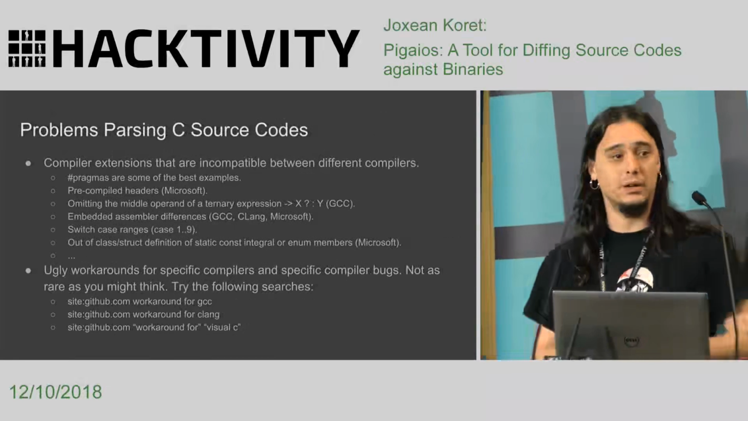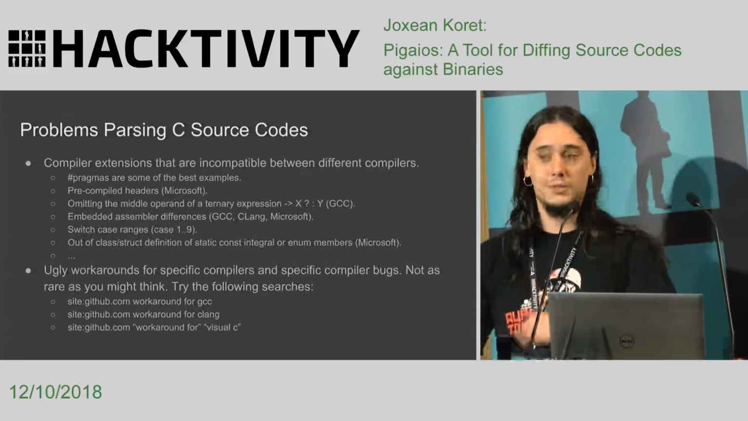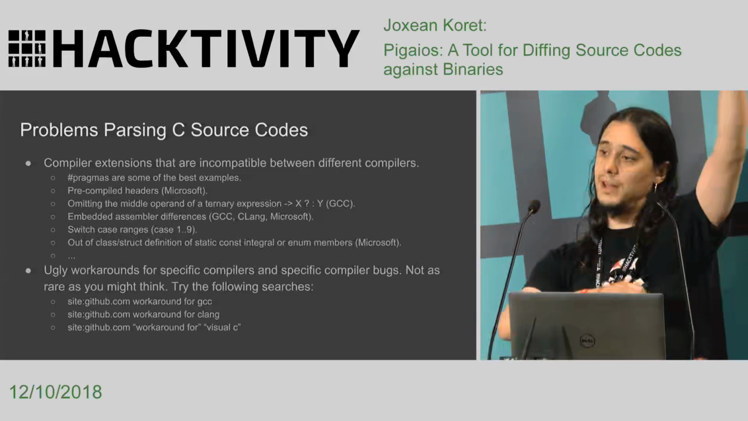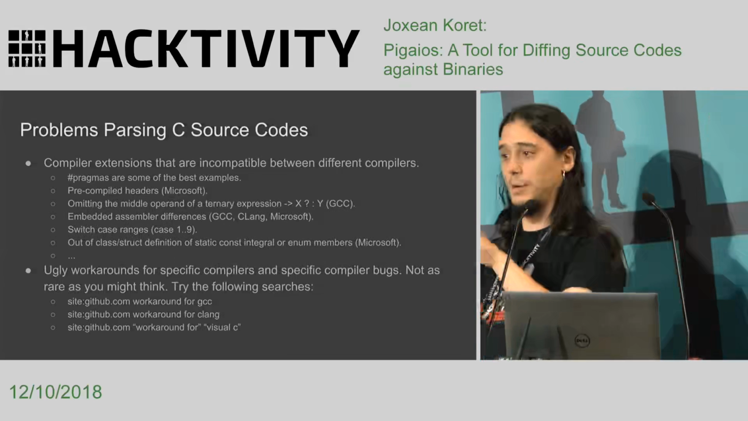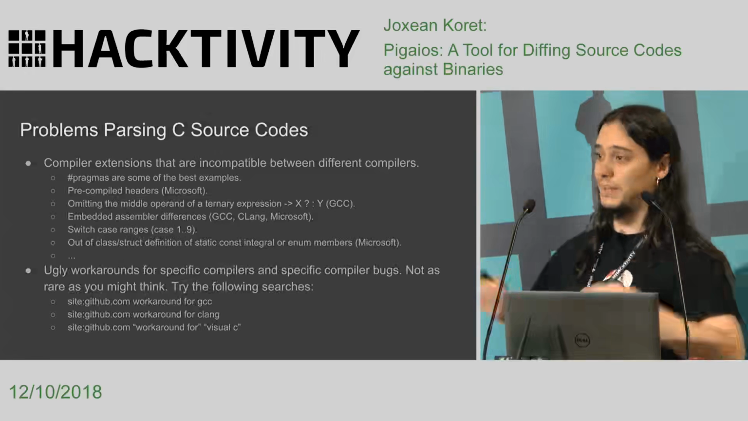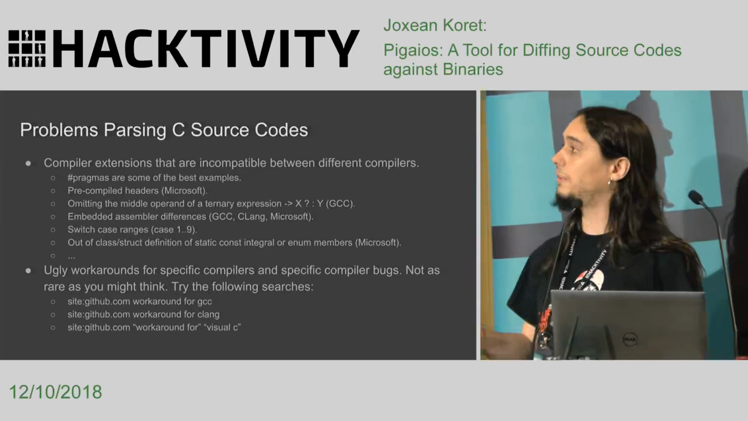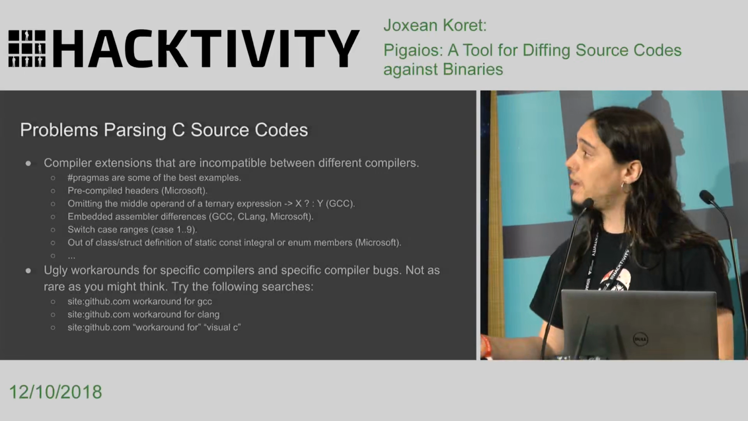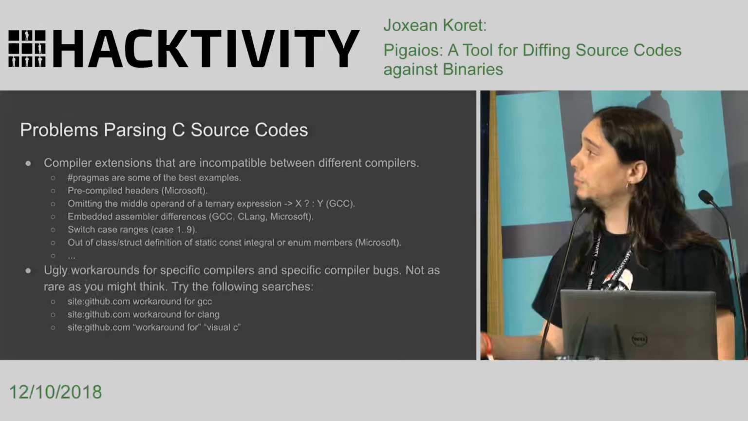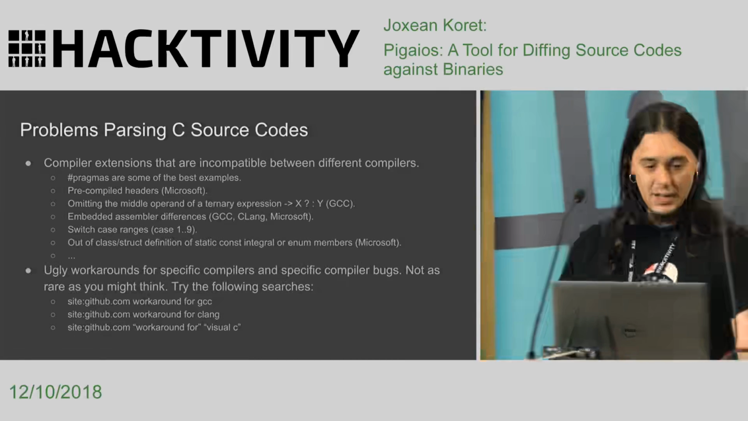Precompiled headers. So if you include a precompiled header using the Microsoft compilers, you can write whatever you want and input binary data before you include the precompiled header. Of course, it is not supported by any other compiler but the Microsoft compilers. Another thing, omitting the middle operand of a ternary expression. So we have X, question mark, nothing, colon, Y. This is an extension that is only supported by GCC.